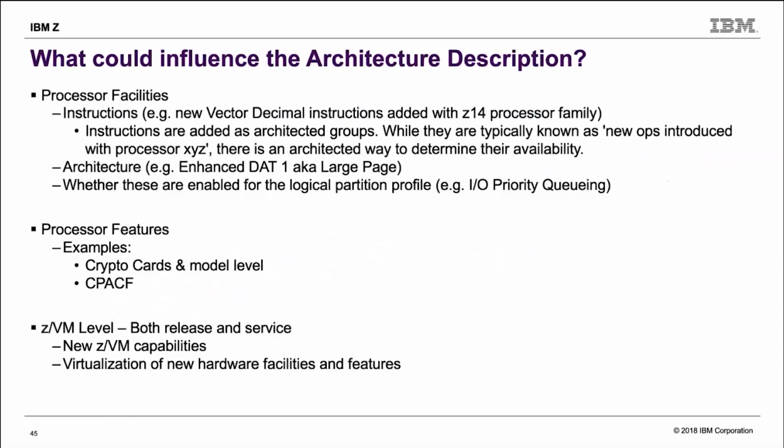So what types of things play into the architecture level? Certainly processor facilities are a big one, right? So any instructions that come in with each new processor family is something that plays into it. We also have entire architectures that come in. So things like enhanced DAT or large page, or it could be processor features like crypto cards or the levels of those crypto cards, right?